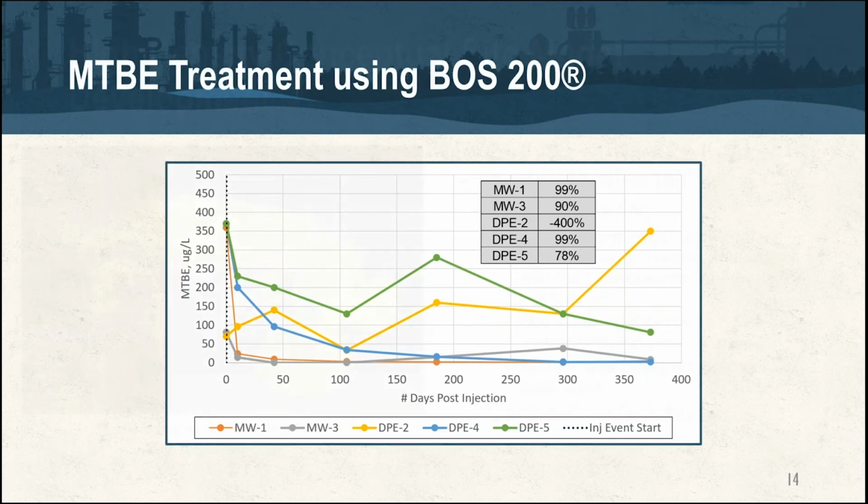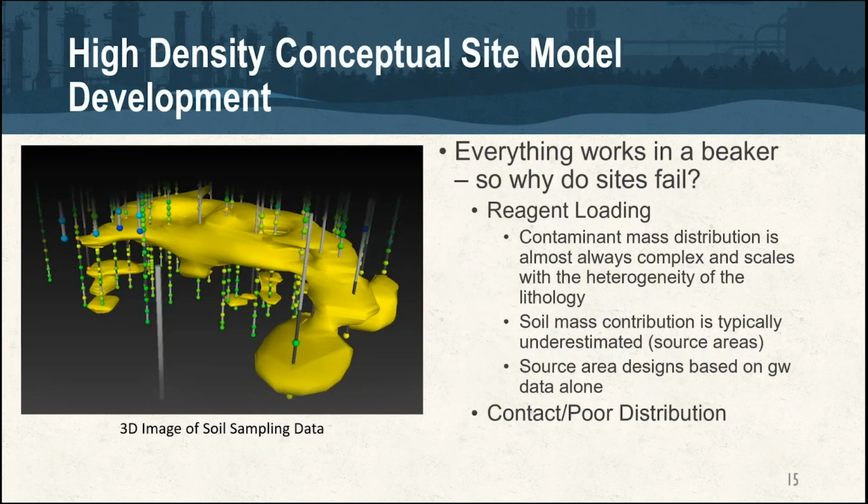All right, so let's talk about conceptual site model development. I like to say that everything works in a beaker, everything works in the lab. So why do things fail when we get to the field? We're talking about source areas. Mass distribution in the soil is complex and highly variable. I like to say that it scales with the heterogeneity of the lithology, and it's usually underestimated in source area remedial designs.